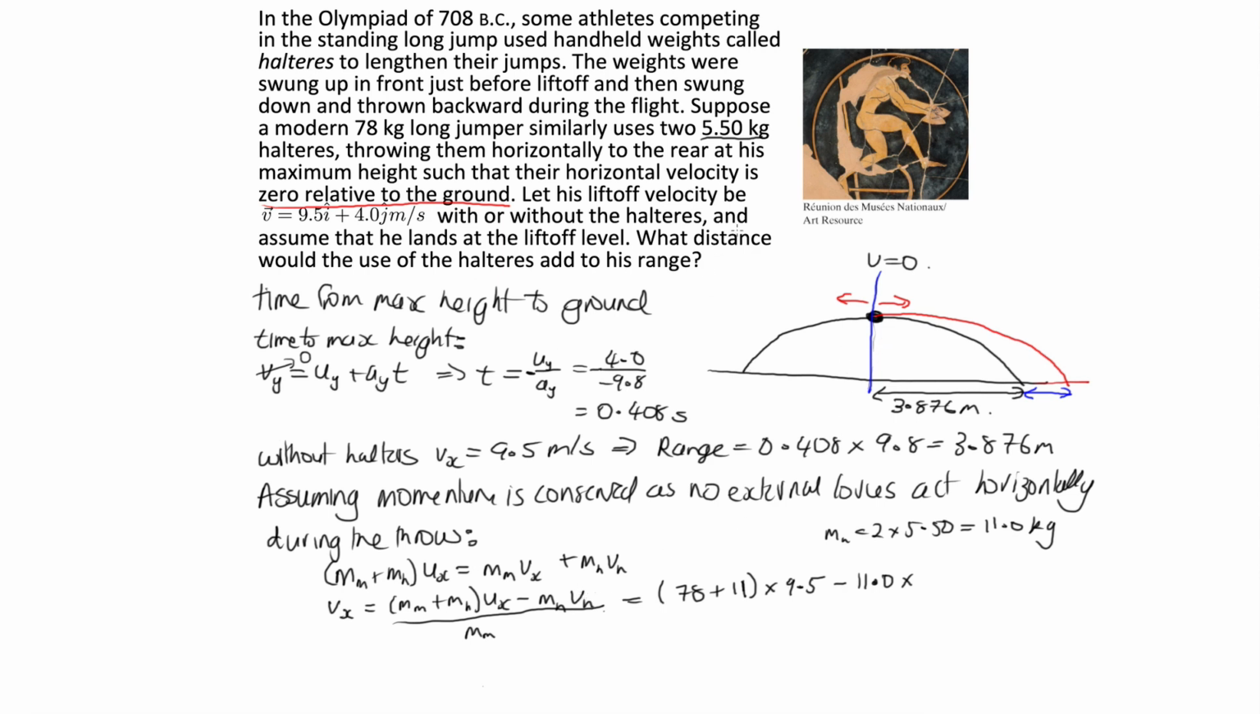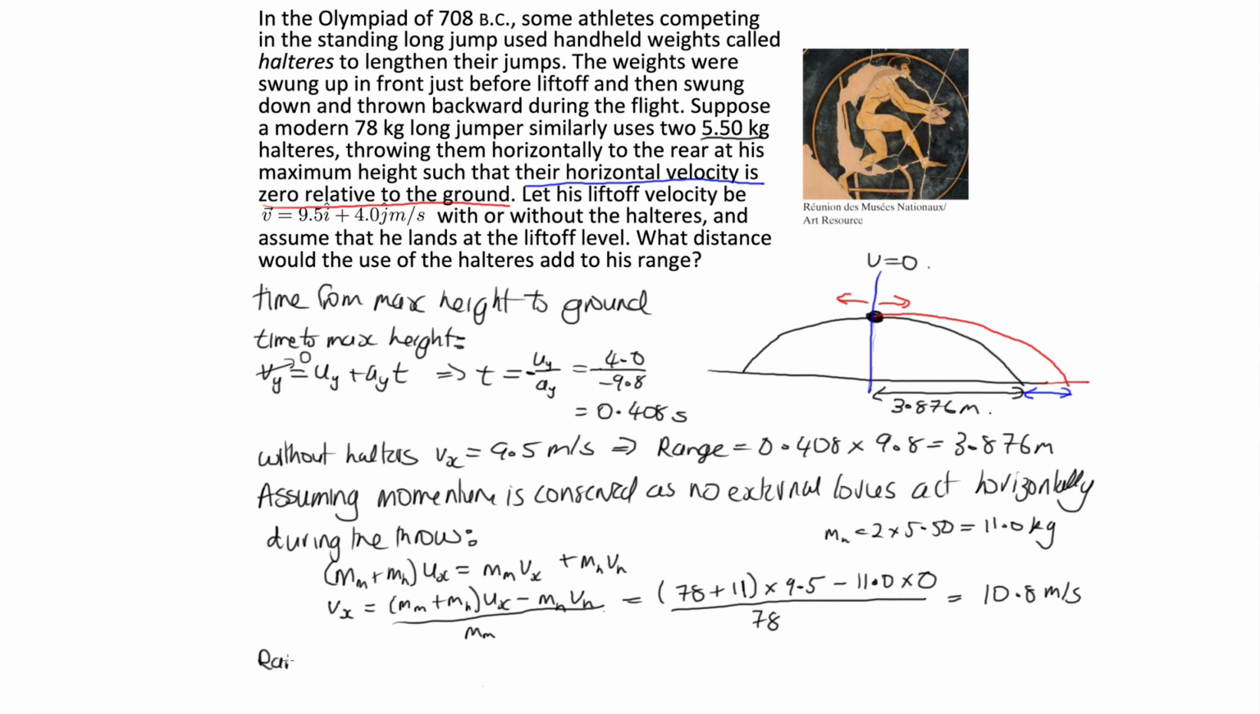Now it tells us in the question that their horizontal velocity is 0 relative to the ground. So these velocities are all relative to the ground. This is the takeoff velocity relative to the ground. So I'm going to put 0 in for that. And then I divide by the mass of the man, which is 78. And so solving this, I get 10.8 meters per second. So now I know how fast the man is traveling as he descends. So I can get the range the same way I did here, just multiply the time by the speed.